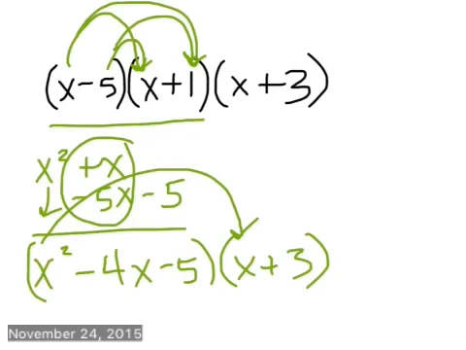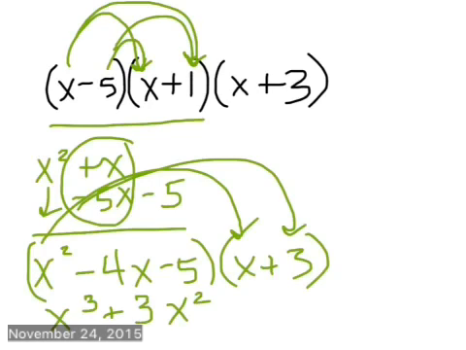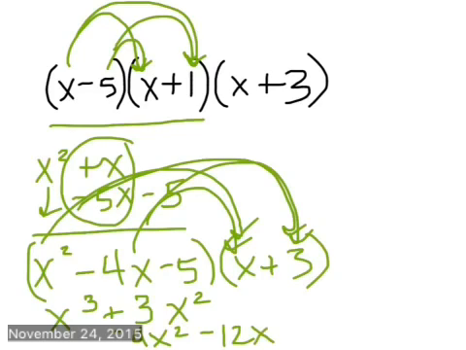What's x squared times x? What's x squared times 3? 2x squared. What's negative 4x times x? Negative 4x squared. Do you want me to put it underneath the other one, or do you want me to just keep going in one straight line? Underneath? What's negative 4x times 3? What's negative 5 times x? Okay, now I'm running out of room. I can't go any further lower. And what's negative 5 times 3?